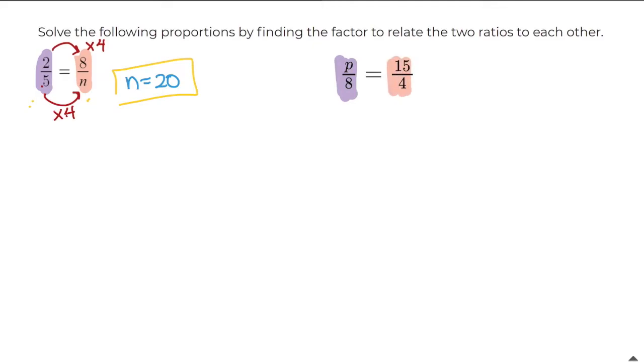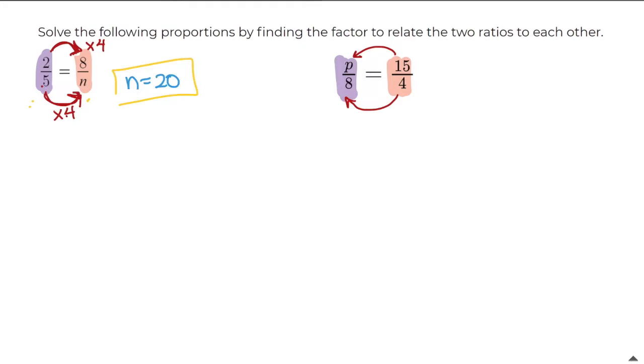So I need to go from 15 to this p, which means that I need to go from 4 to this 8. So that's how we know that we need to go from right to left. As opposed to this example, we needed to go from 5 to n, so we needed to figure out how to go from 2 to 8.